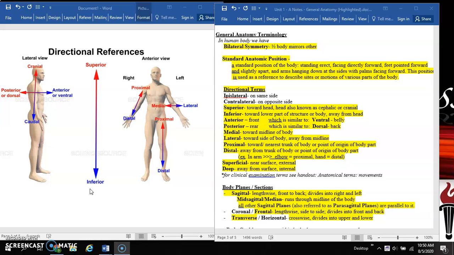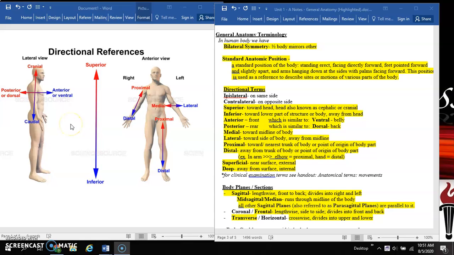For example, if you're having an examination and you need to say, okay, I need to note that there's a growth on the superior side of the liver or whatever, you would know that would be the upper side of the liver and not the lower side. Now, let's take a look at anterior and ventral.